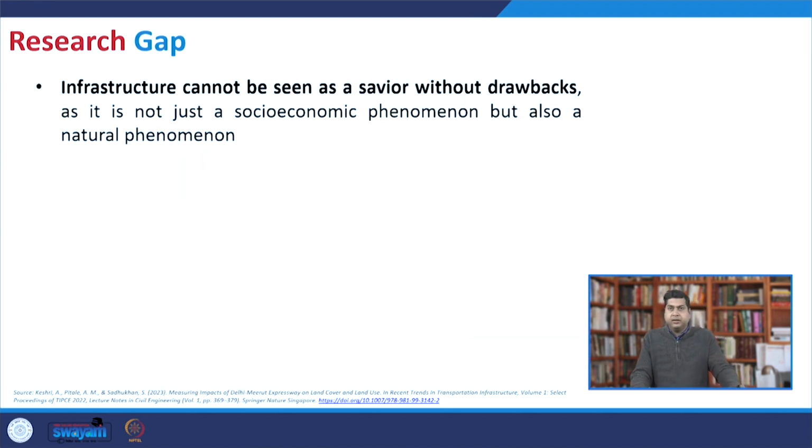Coming to the gap, that is something I mentioned: infrastructure cannot be seen as a barrier without drawbacks. Whenever we talk about everything positive, like the reduction in travel time or better comfort, at the same time there are certain impacts on the socio-economic phenomena and also on the natural phenomena. Definitely, in order to construct the road, you need to cut down some trees, but we are always making a trade-off. It is not that we are destroying nature.